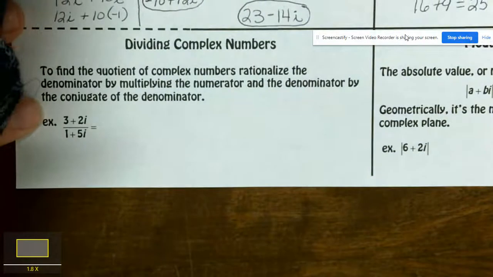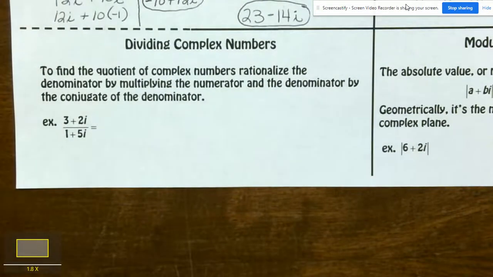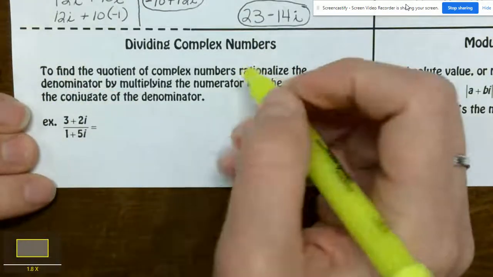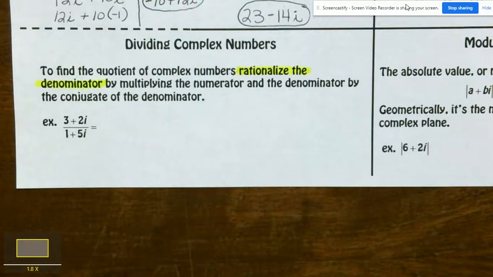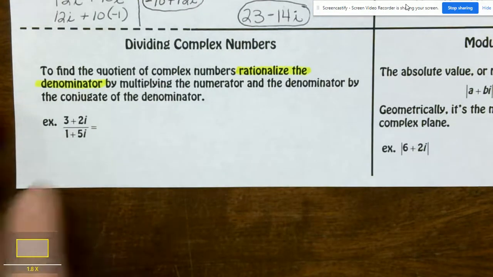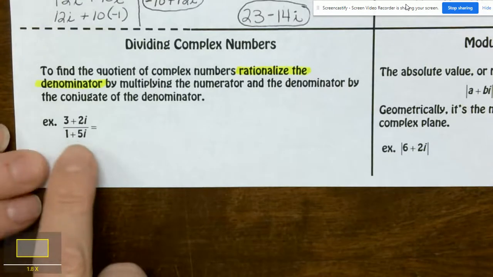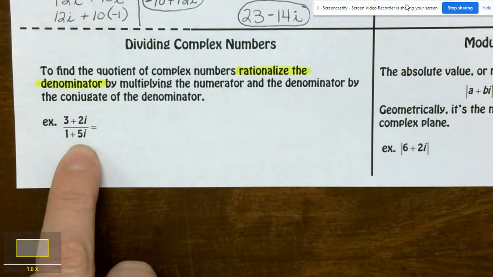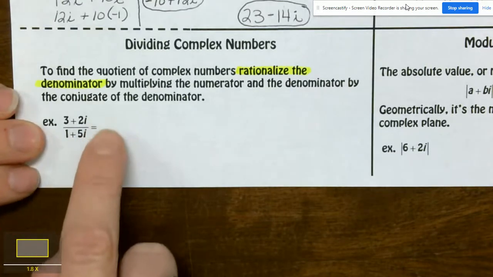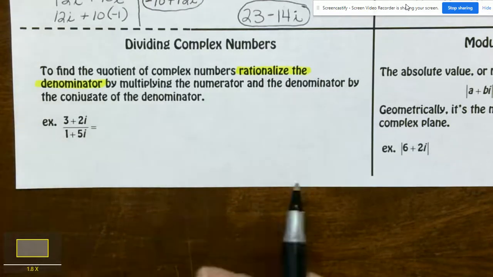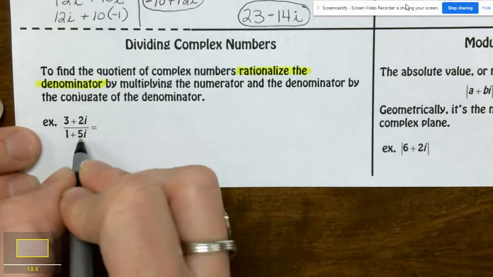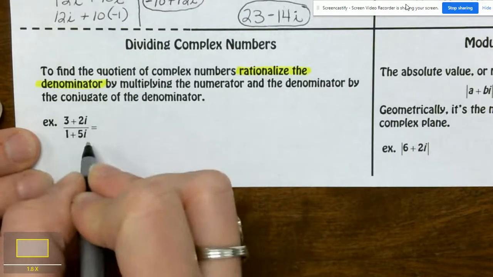So to find the quotient of complex numbers, we have to do something that's called rationalize the denominator. That's just a fancy way of saying we need to figure out what the conjugate of the denominator is, the complex conjugate, and then we're going to multiply both the top and the bottom by that. So what is the complex conjugate of 1 plus 5i? That's what you need to ask yourself.